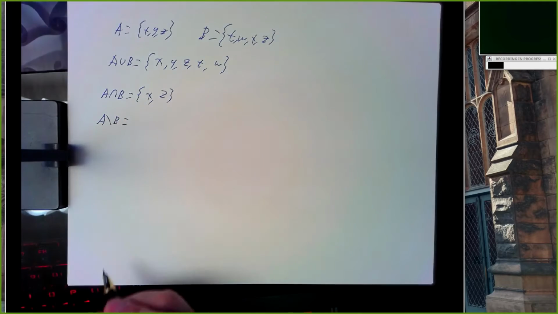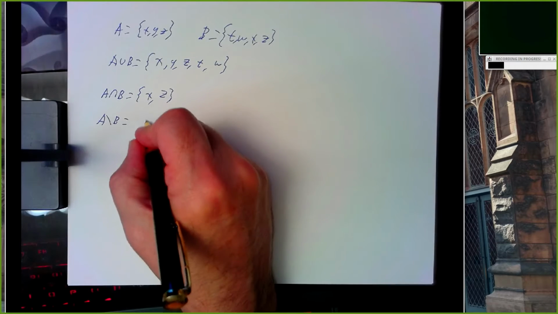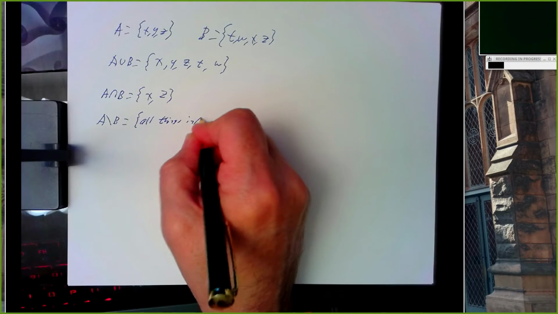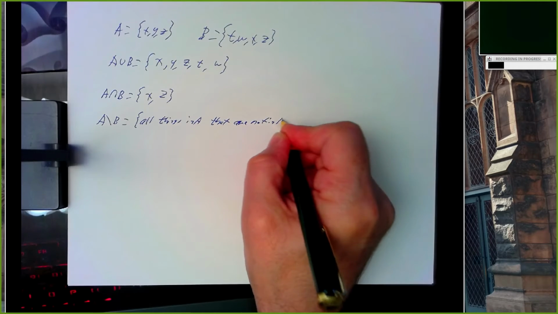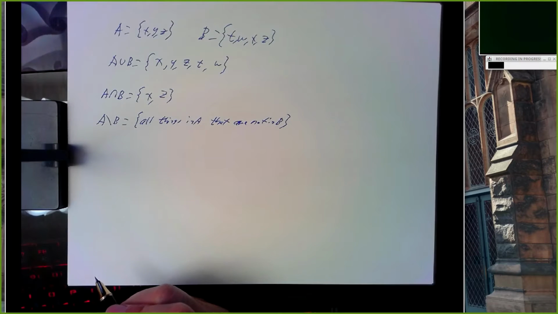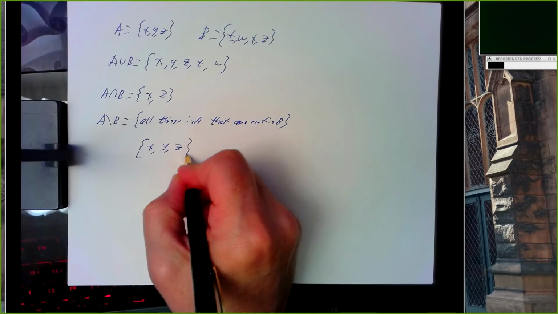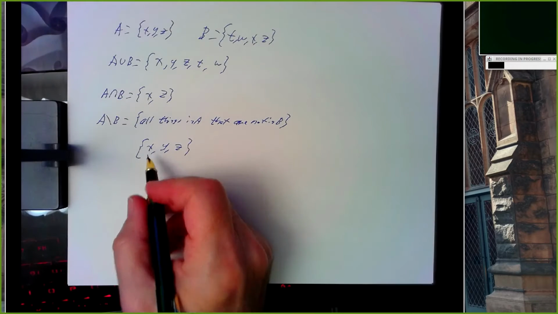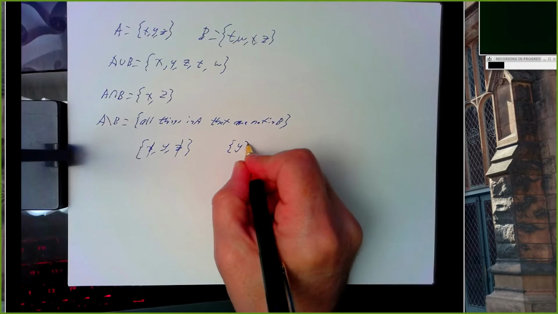A subtract B, this is the complement of B in A. It's the set of all things in A that are not in B. So it's always going to be a subset of A. And one way to do this is write the elements of A and then throw away anything in here that you find in B. Well, we find an X and we find a Z, and so this is just the set {Y}.